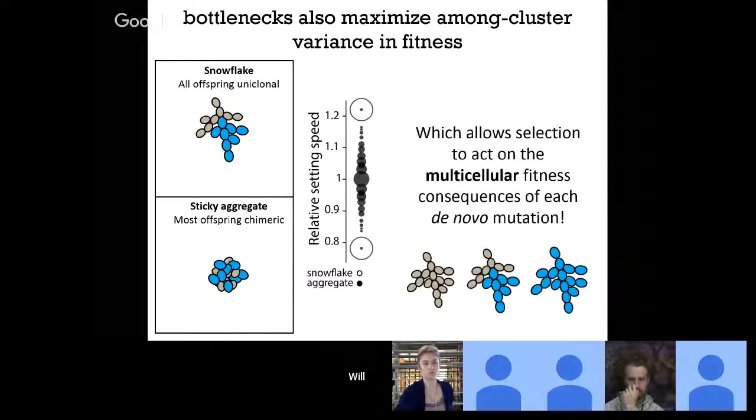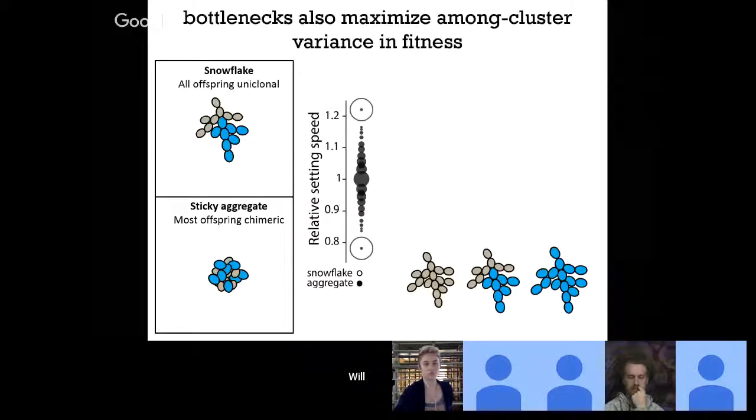And because you have these regular bottlenecks in this life cycle, it means that every mutation which arises and results in its own group, because every mutation will eventually either result in its own clonal group or go extinct, every mutation which arises is screened in terms of its multicellular fitness consequences. If it impacts their multicellular fitness, then selection has a chance to act on that, which is, I think, really cool.